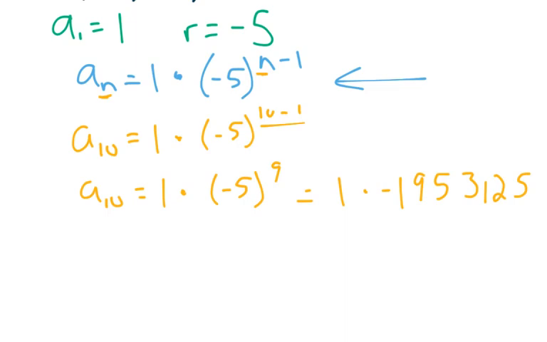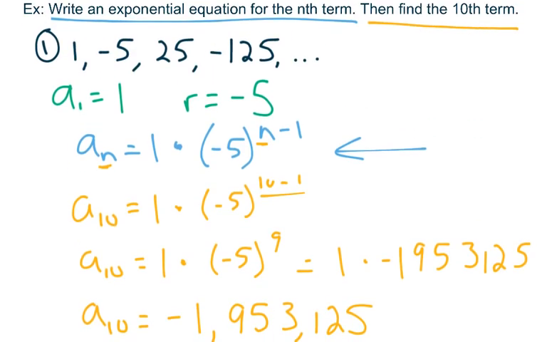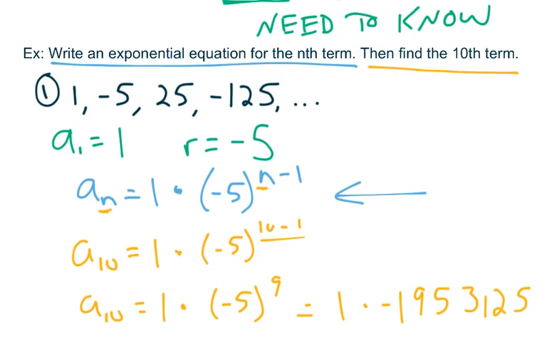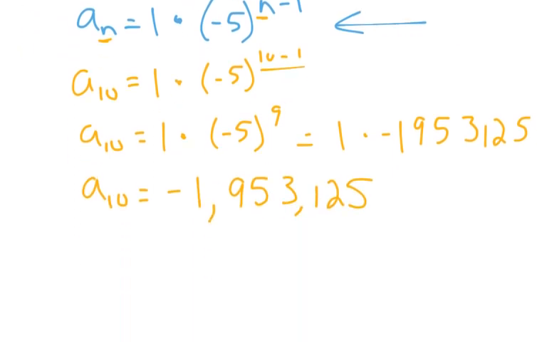And then for this last step, 1 times anything is just going to be that anything. So our 10th term is going to be negative 1,953,125. Okay, so write an exponential equation for the nth term: we did that, they're in blue. Find the 10th term. If we were to continue this sequence for the next 6 terms, you can see that it's going to get very large very fast, and we're in the negative nearly 2 millions.